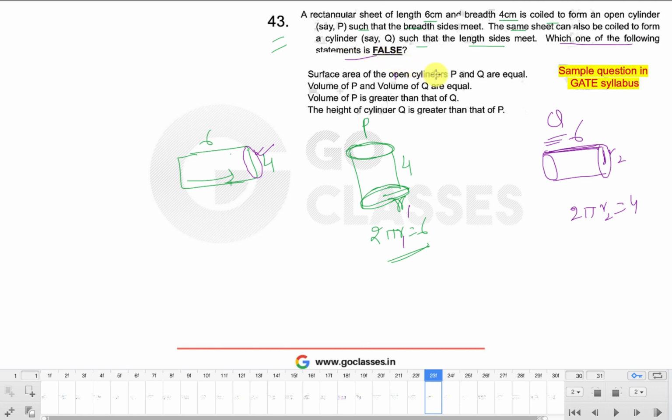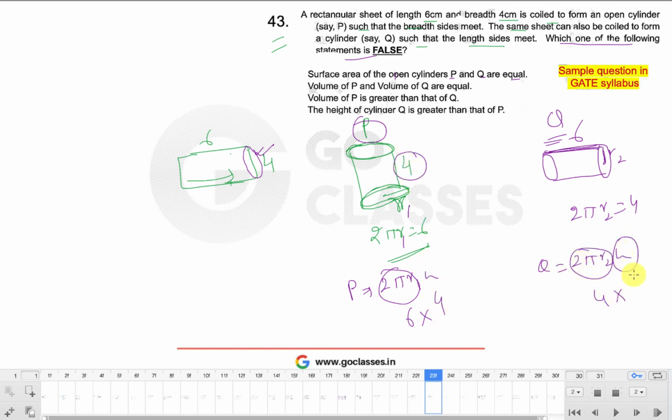Surface area of the open cylinders P and Q are equal. So what is the surface area for P? It is 2 pi R1 H and for Q it is 2 pi R2 H, right? We have the value of 2 pi R1, that is 6, into H, that is 4. 2 pi R2 value of 4 and H value is 6. So this is same. So this is right.